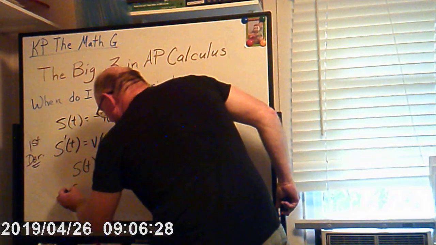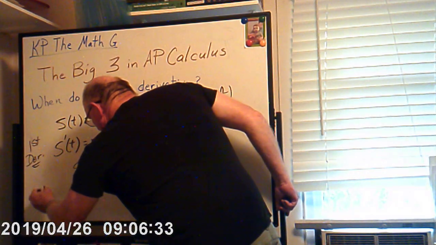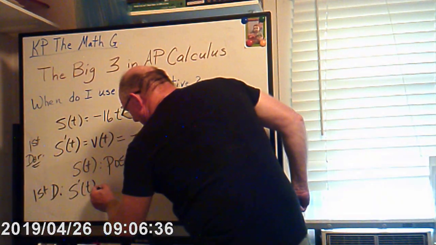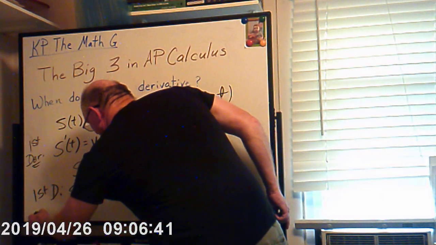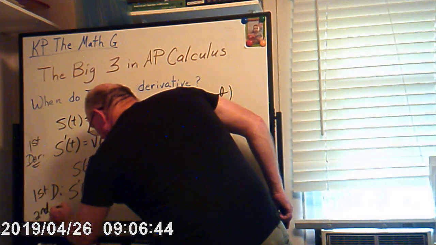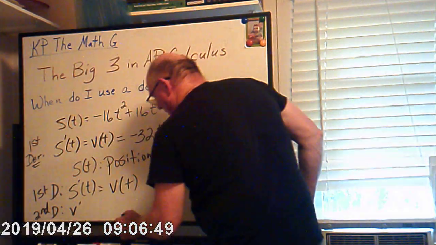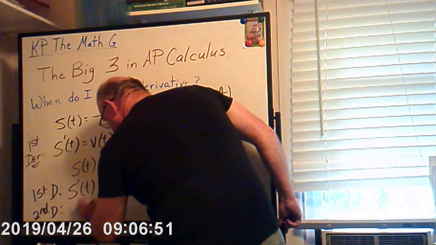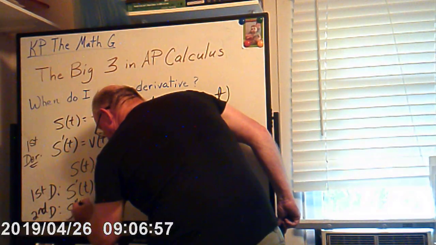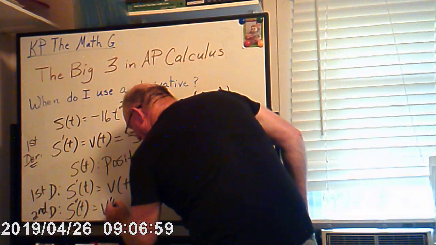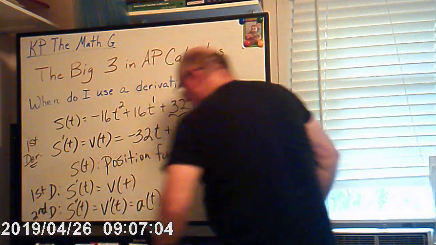So s prime at t is your first derivative, which is v at t. And then your second derivative is going to be v prime. Actually, we can say this: it's the second derivative s double prime at t, which is v prime at t, which is a at t. Right there.